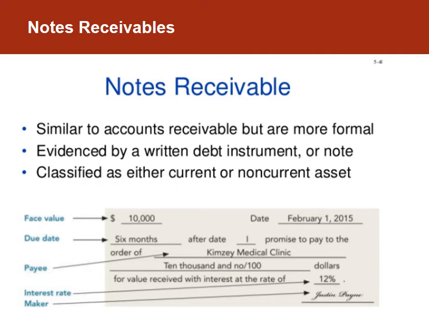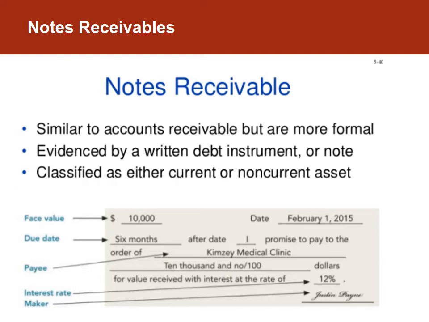The one below is tremendously old school, but it does show the details. And the reason I say old school is that people don't really sign these anymore. But this is an example of a $10,000 notes receivable from a customer at the bottom, shown as Justin Payne, it looks like, to Kimsey Medical Clinic, a promise to pay the $10,000 with an interest rate of 12%. So generally a notes receivable is going to have terms. When is it due? What interest rate is going to be in there?